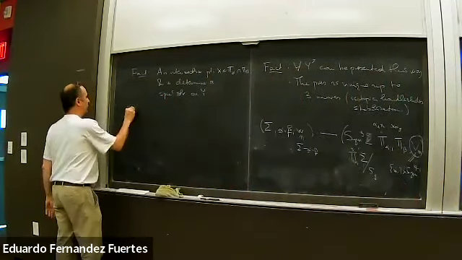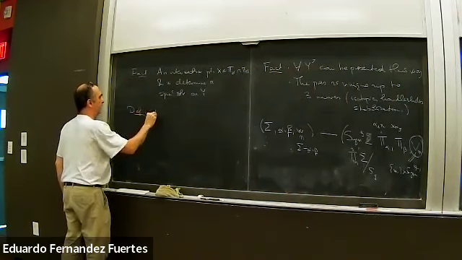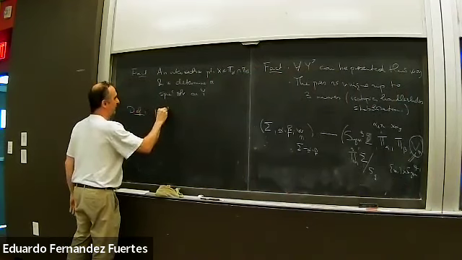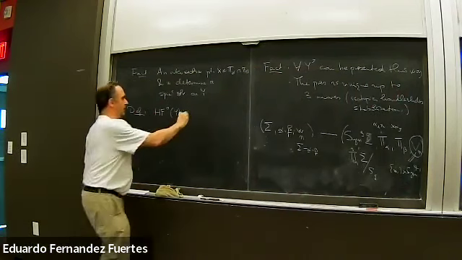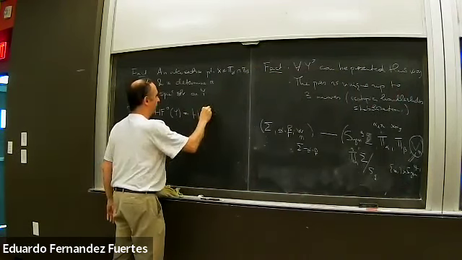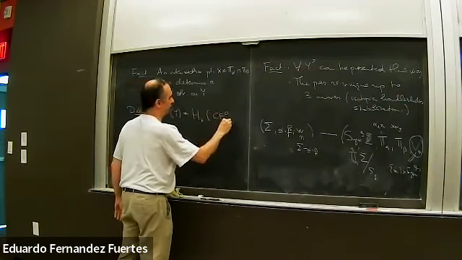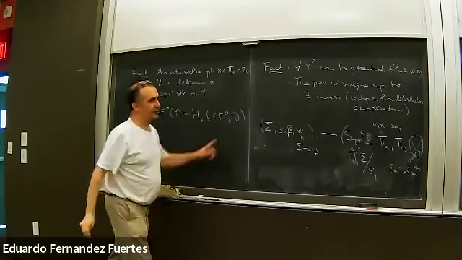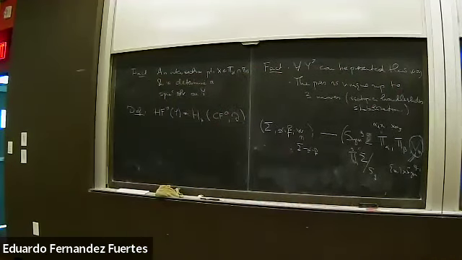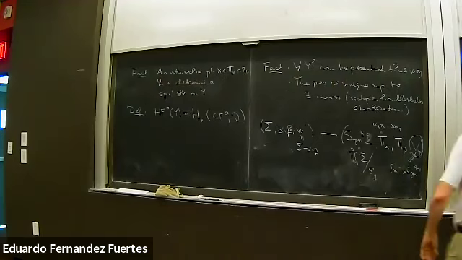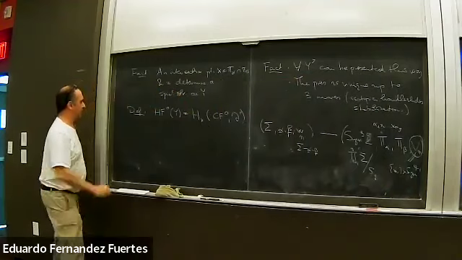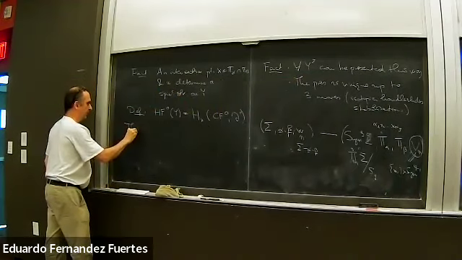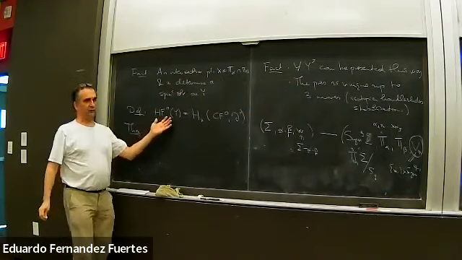So, definition: HF circle of Y is just the homology of the chain complex CF circle with this boundary map, where the boundary, probably I should also put a circle there. Again, it depends on which base ring we pick.